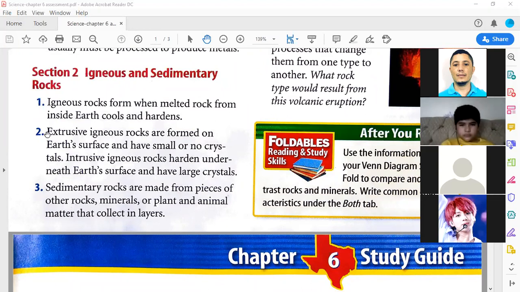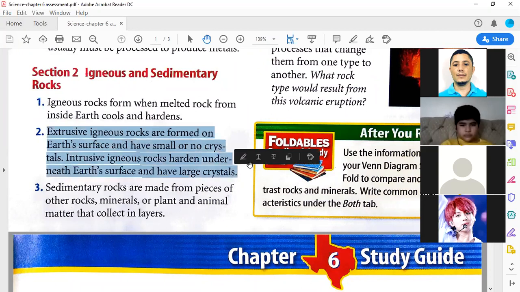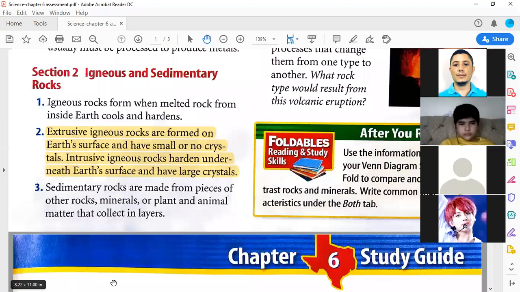Number two. Rocks are formed on Earth's surface and have a small or no crystals. Inside ingenious rock harder under the Earth's surface and largest crystal. I can barely hear you, but thank you.